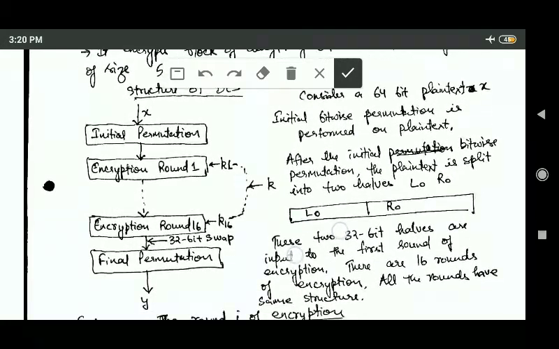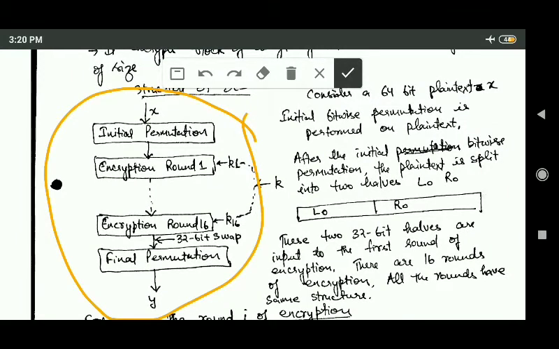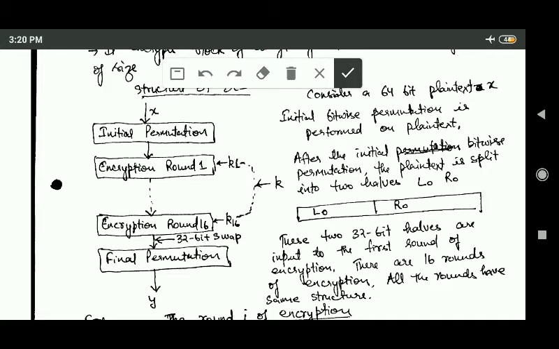So you can see here, this diagram shows the structure of DES. To understand how this DES algorithm works, let us consider a plain text X which is of 64 bits. First of all, the initial permutation is performed on this plain text X, as you can see in this diagram. After the initial bitwise permutation, the plain text is split into two halves, L0 and R0. Both halves are of 32 bits. The left portion is called L0 and the right one is called R0.